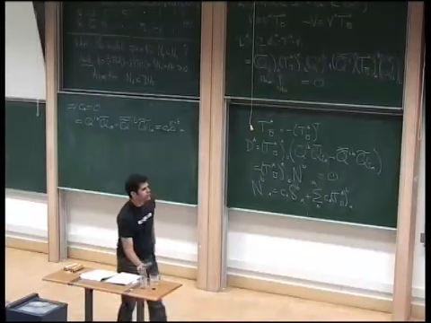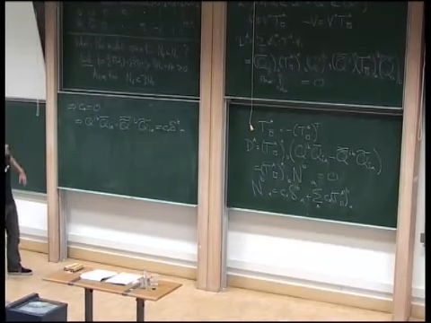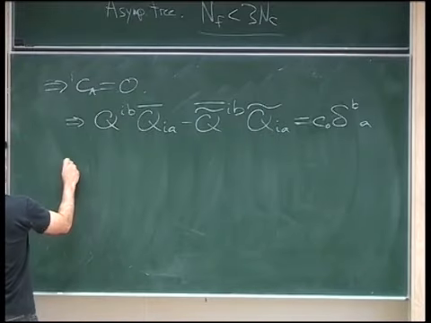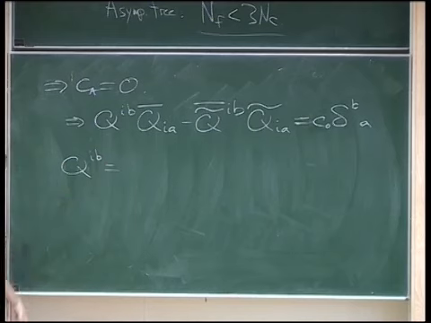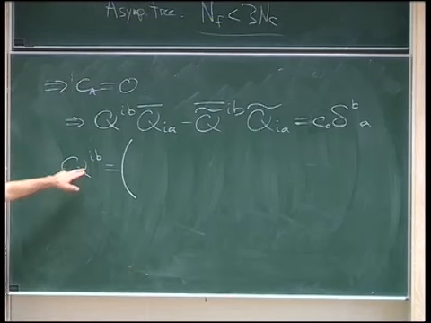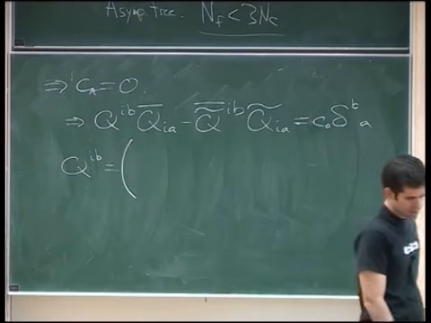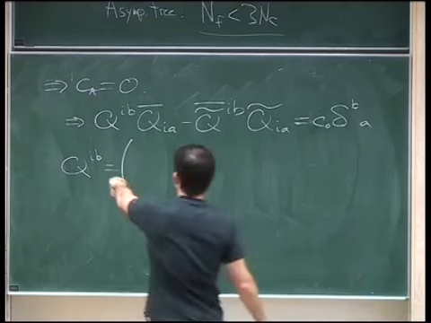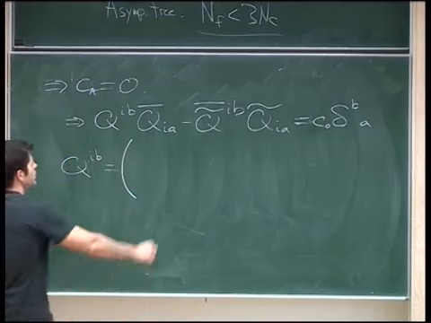OK, so to solve this, it's not too bad. Let's see, how do I want to present this? I guess what I'll say is that by some suitable number of color and flavor rotations, I can write this guy. So what is this? This is some matrix that has NF of these indices, the I's, and NC of the B's.